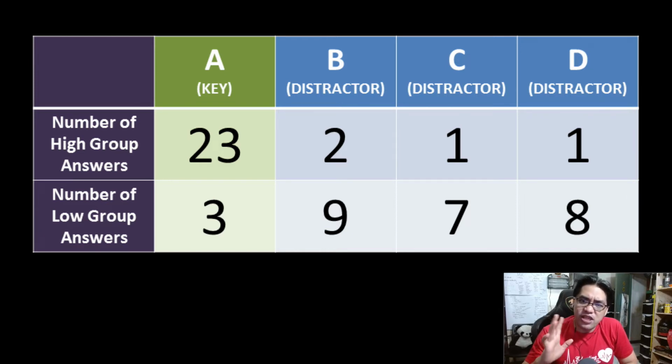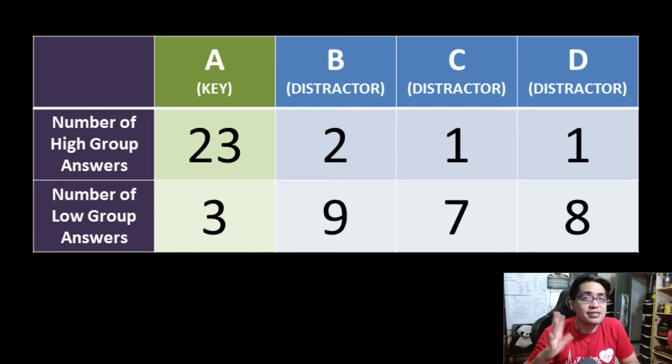Let's say that on this particular test item, we have a question with 1 key and 3 distractors. As you can see on the screen, some students in both the high group and the low group answered the key. Some students from both the high group and the low group answered the various distractors. However, please notice that the high group answered the key much more frequently than the low group. Also, please notice that the low group answered the distractors much more frequently than the high group.